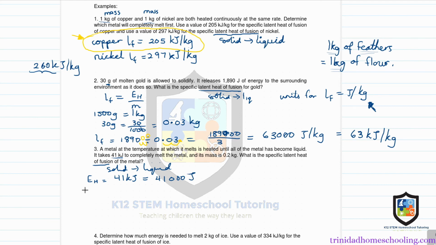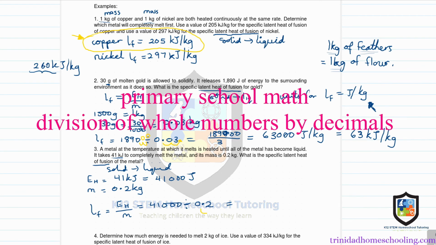And we have our mass. The mass they gave us is already in kilograms, so we don't need to change that. Now the formula on page 7 for latent heat of fusion is the heat energy divided by mass. So that is 41,000 divided by the mass they gave us, which is 0.2. We're going to move this point one place to make the divisor a whole number, which is 2. And then we'll move this point here one place, so it's an extra 0 we're adding there.